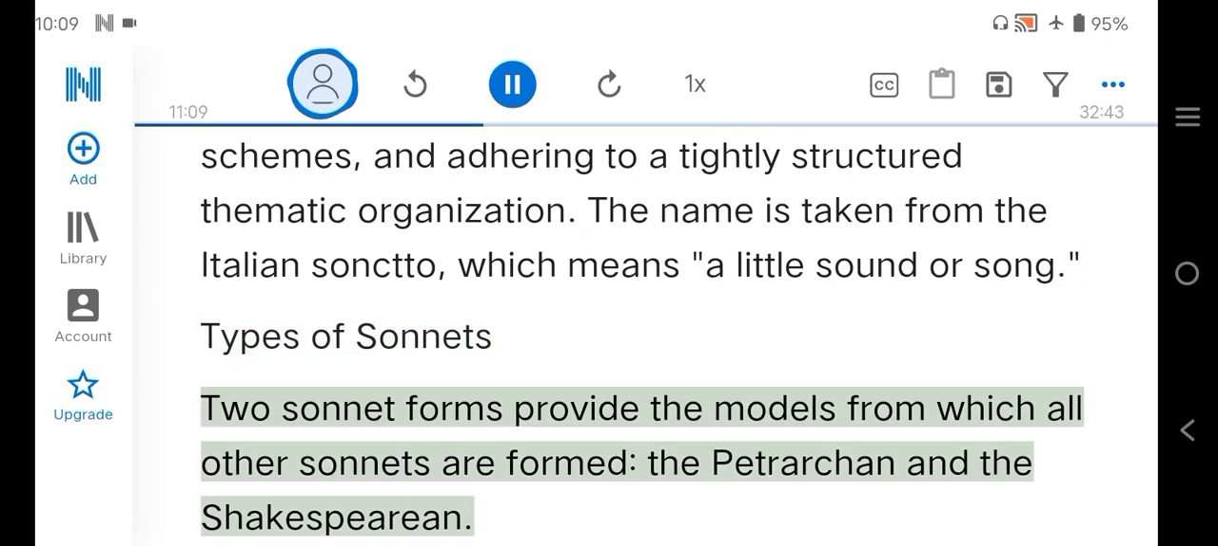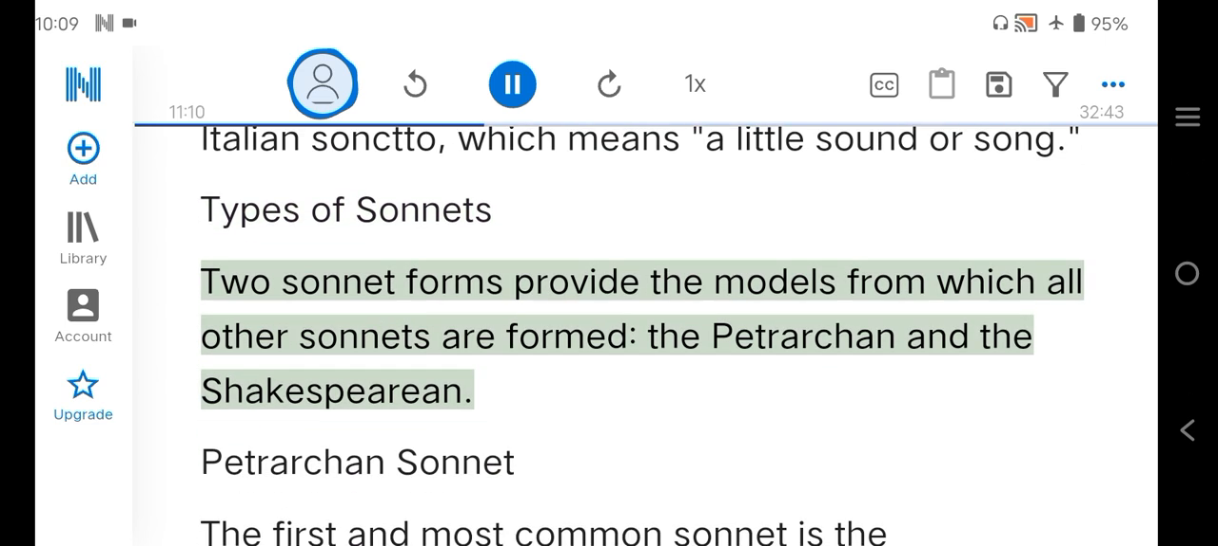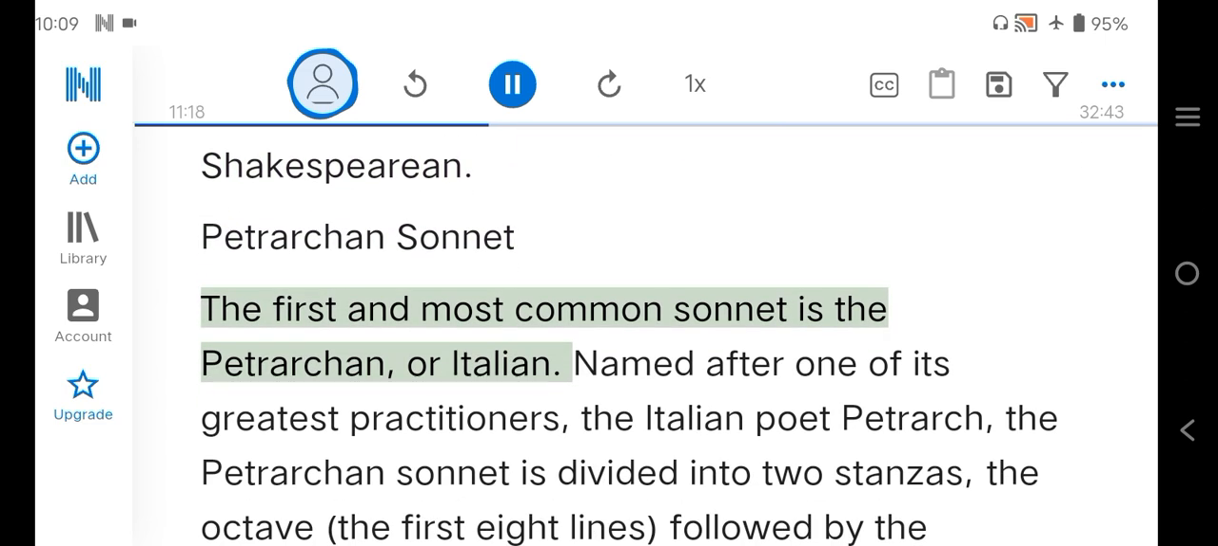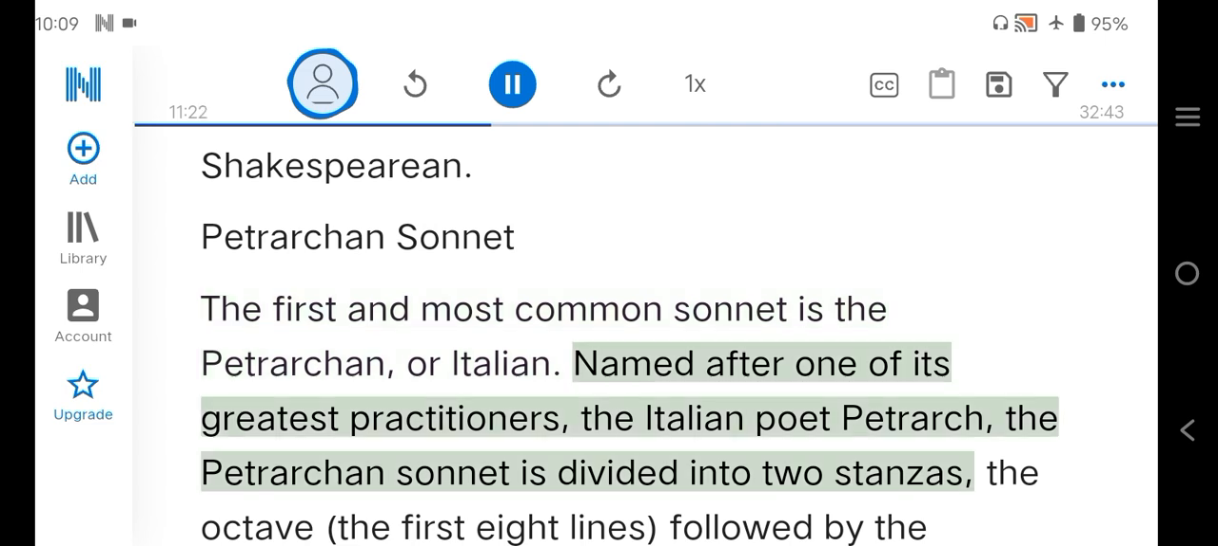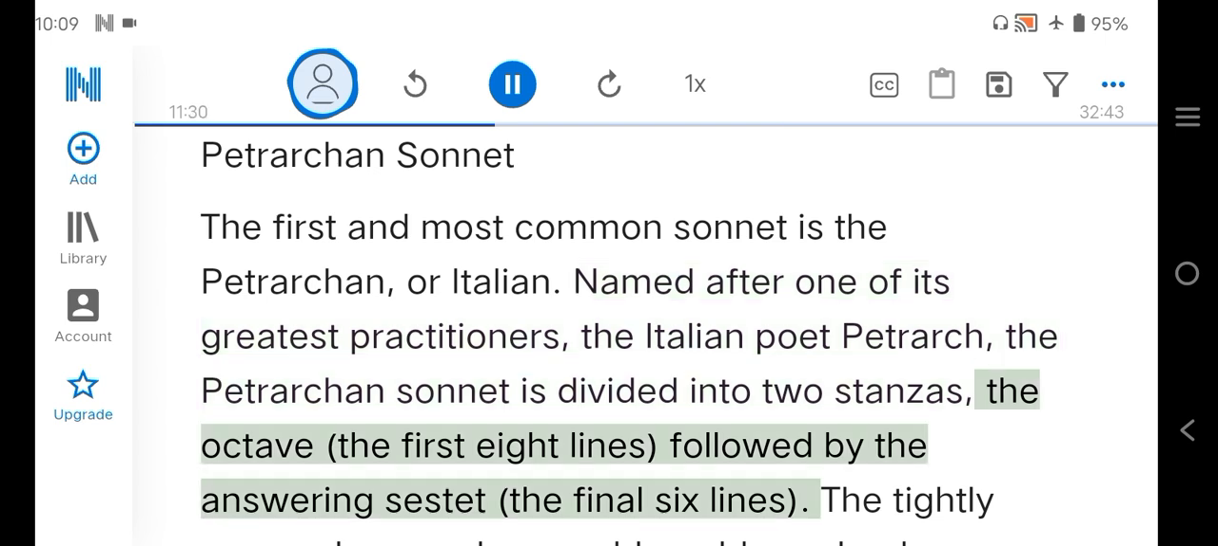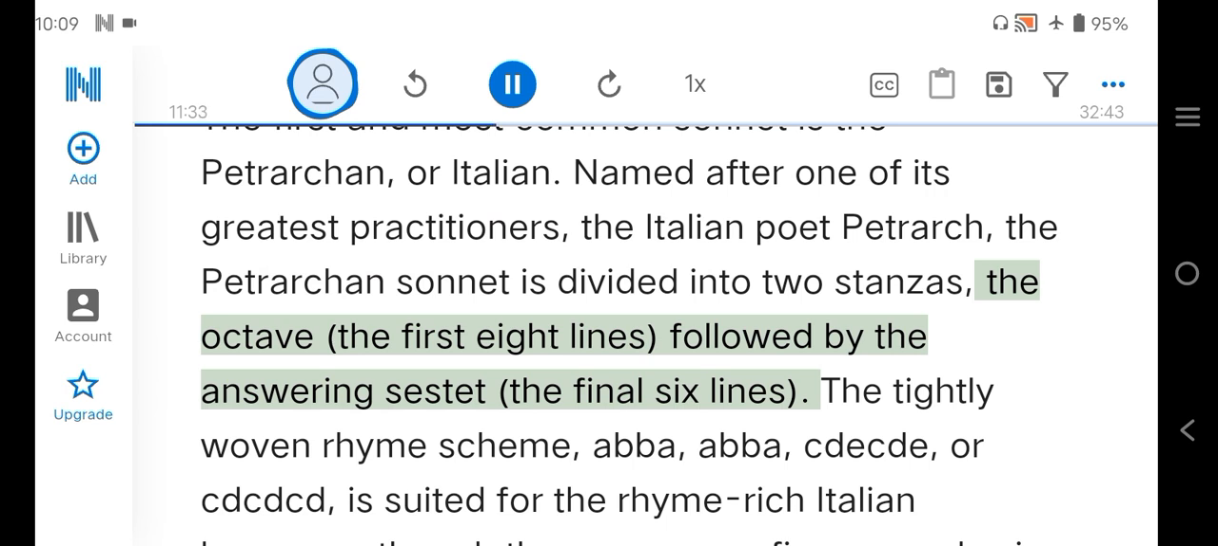Types of sonnets. Two sonnet forms provide the models from which all other sonnets are formed, the Petrarchan and the Shakespearean. Petrarchan sonnet. The first and most common sonnet is the Petrarchan, or Italian. Named after one of its greatest practitioners, the Italian poet Petrarch, the Petrarchan sonnet is divided into two stanzas: the octave, the first eight lines, followed by the answering sestet, the final six lines.